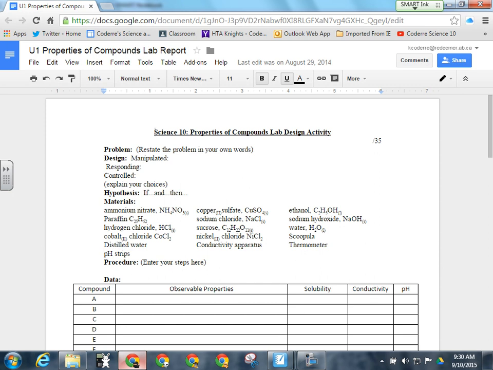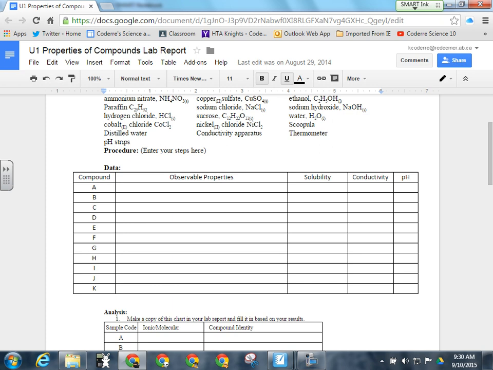In your document, you can see that I've built the chart for you. It looks small right now, and you might think you're going to need more room than that. It's okay. Start typing in there and it'll expand. It'll be as big as you need it to be. Just start typing in your observable properties, because the stuff you put in that column is probably going to be several lines. There's going to be lots of stuff you write in there.